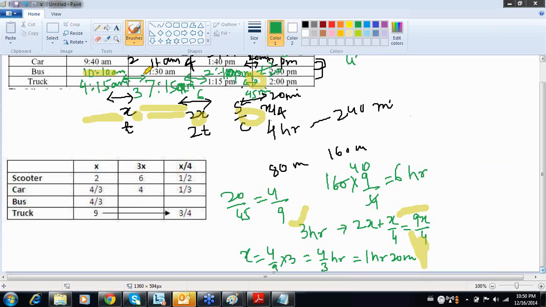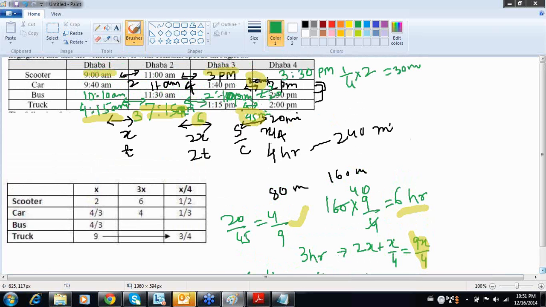And if it takes here 1 hour 20 minutes, so how much time will it take here? 2 hours 40 minutes. So just add 2 hours 40 minutes to 11:30, it will be what? 2:10 p.m. Now 2:10 p.m. here, 2:30 p.m. here. That means how much time did it take to reach from Dhaba 3 to Dhaba 4? 20 minutes. The bus took 20 minutes to reach from Dhaba 3 to Dhaba 4. And car also took 20 minutes to reach from Dhaba 3 to Dhaba 4. That means the speed of car and bus is same, because the time taken is same.